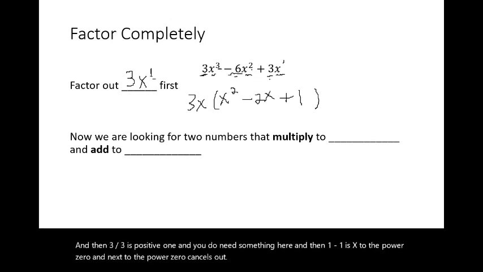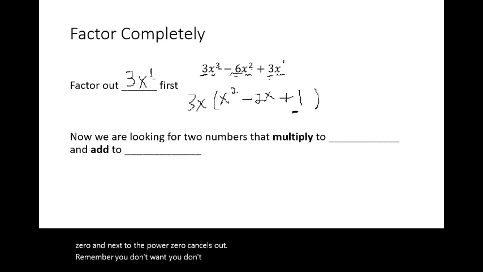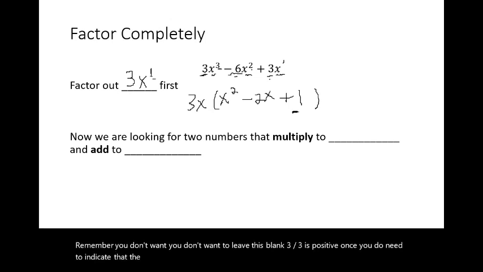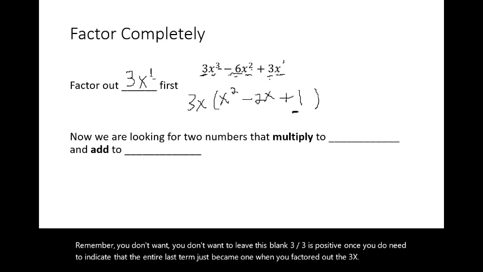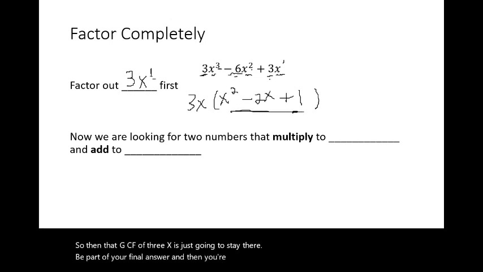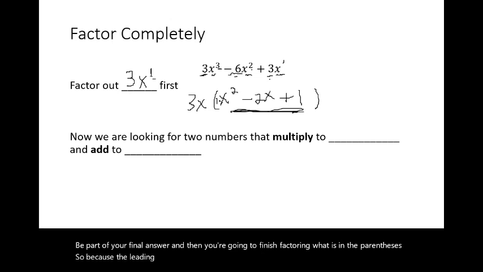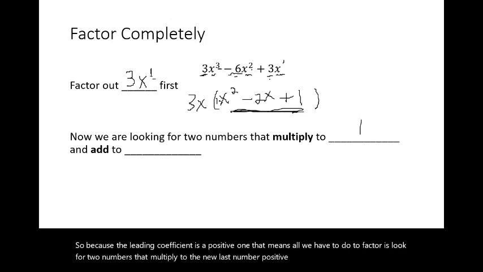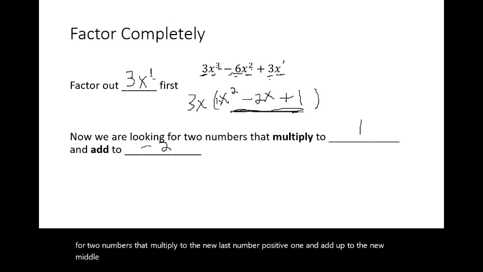Now remember, you don't want to leave this blank. 3 divided by 3 is positive 1, so you do need to indicate that the entire last term just became 1 when you factored out the 3x. So then that GCF of 3x is just going to stay there and be part of your final answer, and then you're going to finish factoring what is in the parentheses. Because the leading coefficient is a positive 1, all we have to do to factor is look for two numbers that multiply to the new last number, positive 1, and add up to the new middle number, negative 2. All right, so there's not much that multiplies to 1.